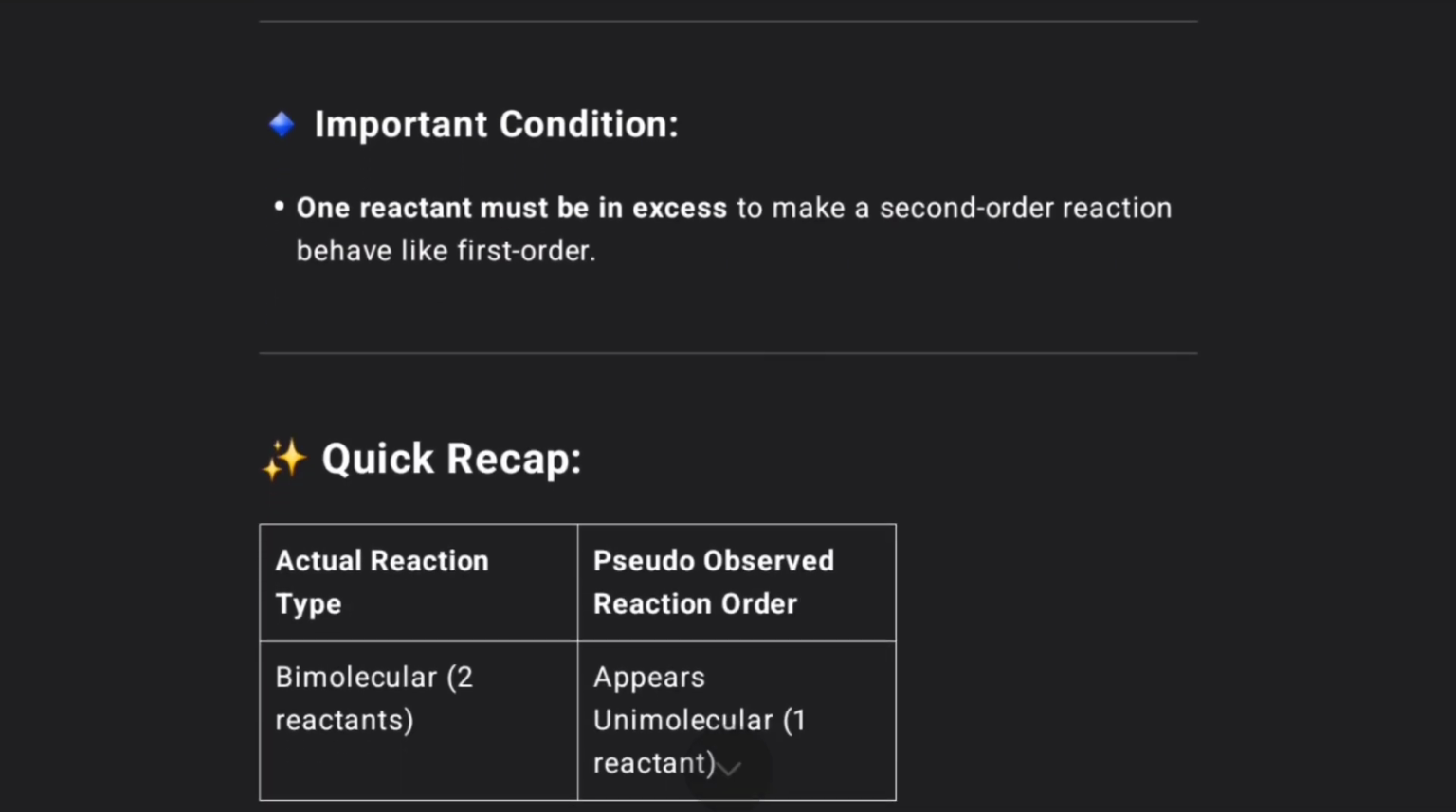Quick recap. Actual reaction type: bimolecular, two reactants; observed reaction order: appears unimolecular, one reactant. The presence of excess of one reactant equals pseudo first-order behavior.